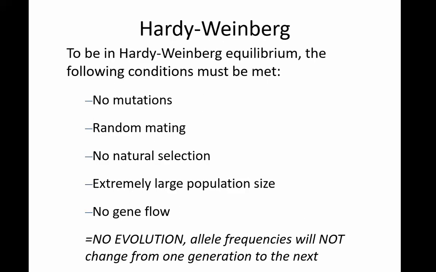So that's not necessarily realistic. We're making several assumptions. We're assuming that there's no mutations occurring, that the mating in the population is random, that there's no natural selection, that it's a very large population, and that there's no migration or gene flow. These assumptions are rarely met in nature, but Hardy-Weinberg gives us a baseline to compare the data that we're actually seeing in nature with, so that we can actually measure the rate of evolution in a population.